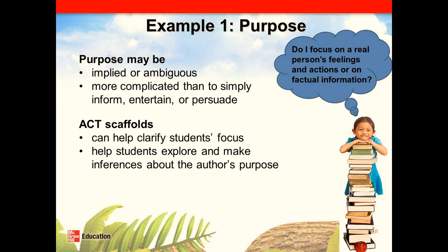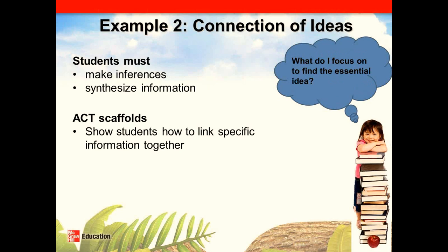It also will help students explore and make inferences about the author's purpose in an informational text when it is not clearly stated. The second is an example of an issue around connection of ideas. When reading complex text, students need to make inferences and synthesize information throughout the text. For example, informational text usually includes several important ideas and details. Students need help understanding what to focus on and to find the essential idea. ACT scaffolds help students see how to link specific information together to find the essential idea.